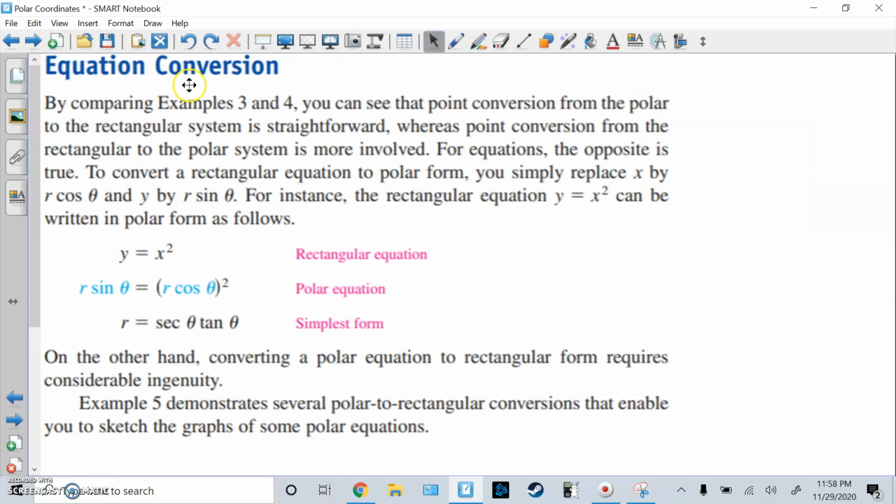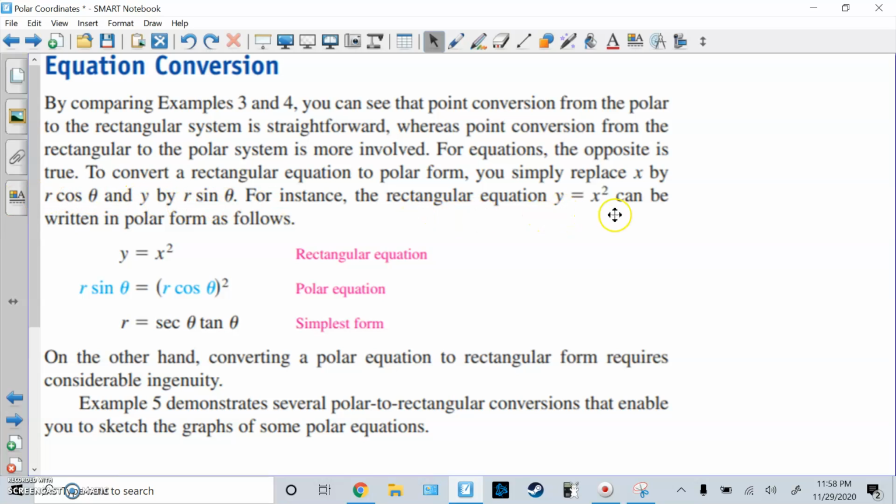All right, the last thing, equation conversion. So looking at the last two examples, notice to change one point to another point is pretty easy if you go from polar to rectangular. If you do the reverse, it takes a little more work. For equations, the opposite is true. It's easy to convert a rectangular equation to polar form. Just change x to r cosine theta and y to r sine theta.